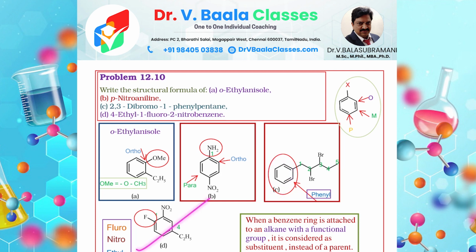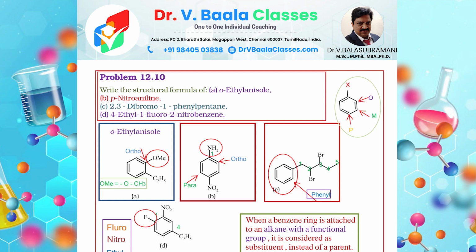The next one, here also 3 substituents are present: fluoro, nitro and ethyl. Here fluoro gets number 1, nitro 2 and ethyl number 4. That is why here you have to write alphabetically, that is, the final naming is according to alphabetic order. Ethyl is written first, 4-ethyl, then 1-fluoro, 2-nitro, that is benzene. Benzene ring containing an ethyl group at the 4th position, fluoro at the 1st position and nitro at the 2nd position.